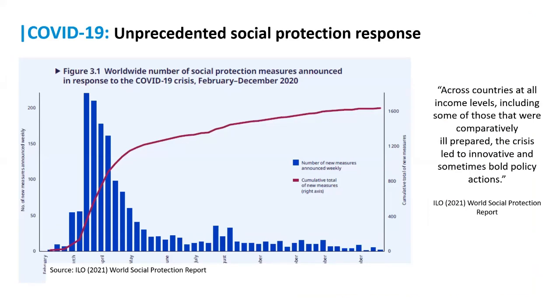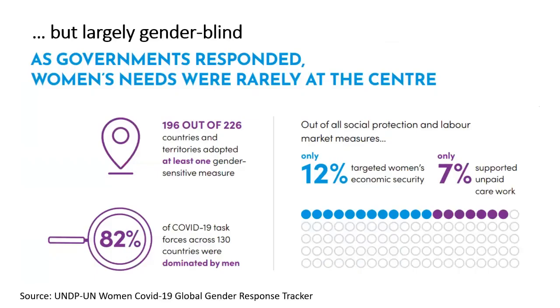Talking about the COVID-19 response, countries have implemented several measures to address the COVID-19 pandemic. And we see here the number of social protection measures announced during the crisis. So the pandemic has created the need and the urgency to have social protection measures to mitigate the impact. But we can see that the measures adopted were mostly gender blind.